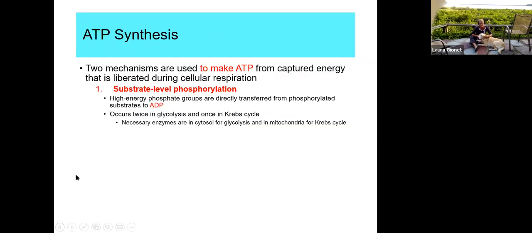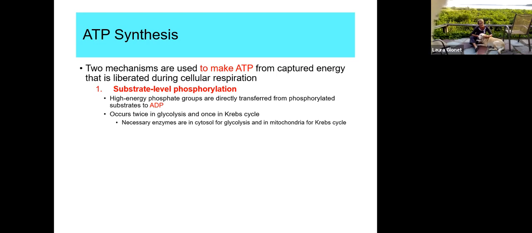So ATP synthesis, there are 2 different ways in which the cell makes ATP during this entire process. So the 2 mechanisms are used to make ATP from captured energy that's liberated during cellular respiration. We have what's called substrate level phosphorylation and oxidative phosphorylation. So substrate level phosphorylation, high energy phosphate groups are directly transferred from phosphorylated substrates to ADP.